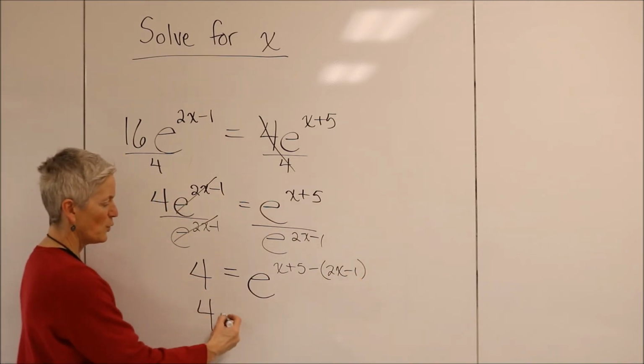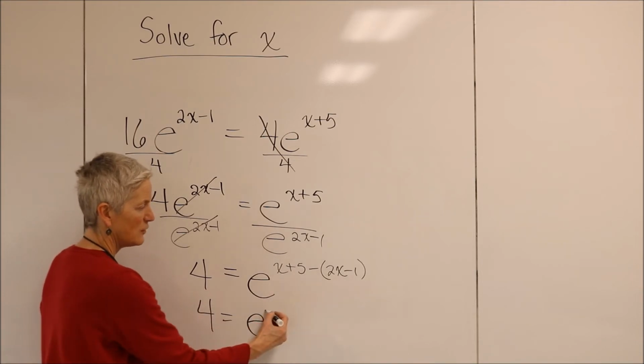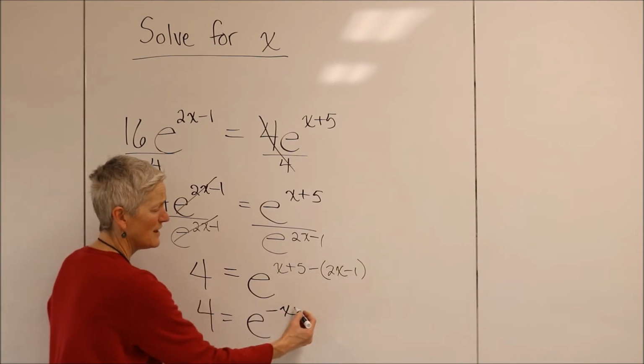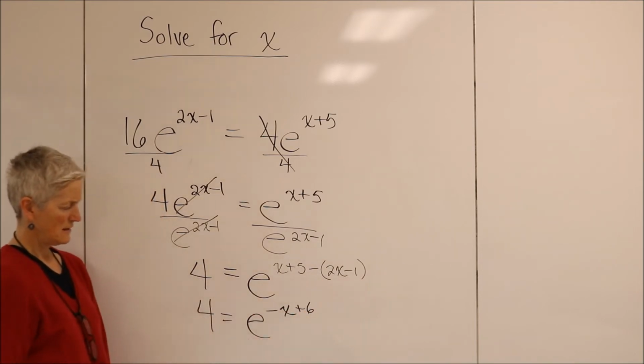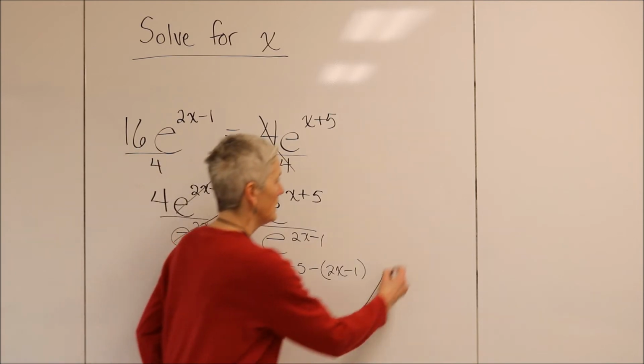So that's going to be 4 equals e to the, let's see, that's going to be x minus 2x, which is minus x. 5 minus a negative 1, that's really 5 plus 1, so 6. Did I do that okay? Looks to me like it's good. All right.